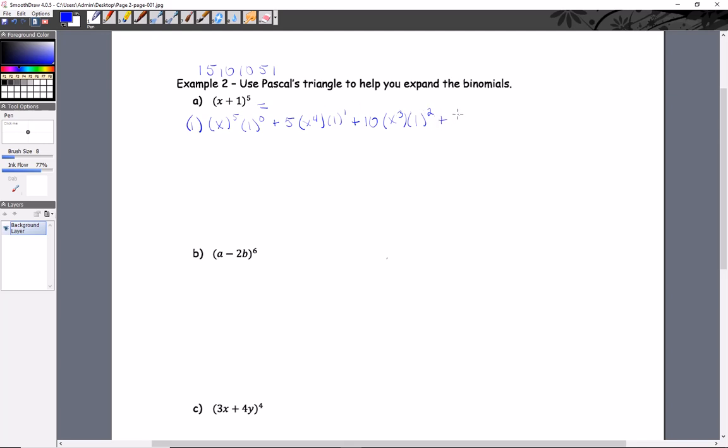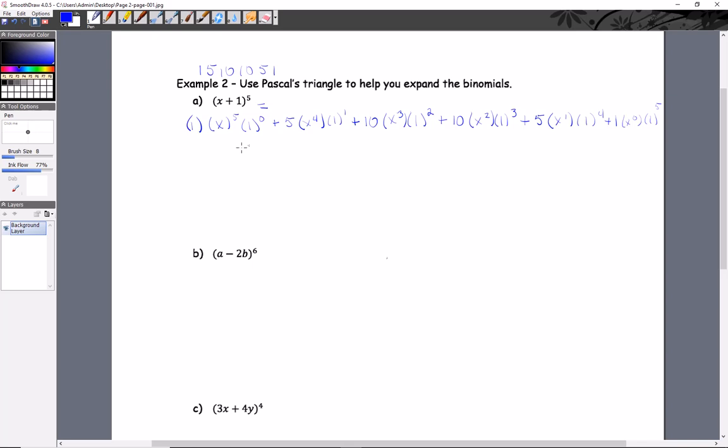So continuing, we have another 10. And this will be x squared, and 1 to the 3rd power. Again, that adds up to 5. Plus the next coefficient would be 5 times x to the 1st power times 1 to the 4th power. Doesn't matter if it's inside or outside. And then plus 1, and that'll be x to the 0 power times 1 to the 5th power. Ooh, almost ran out of room.